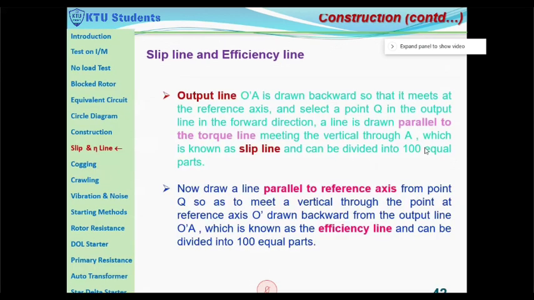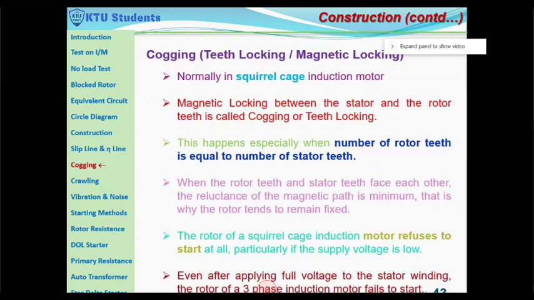So next we will move on to cogging and teeth locking, or the magnetic locking. Cogging and teeth locking is mainly seen with the squirrel cage machine. The stator and the rotor teeth will be locked together. That is known as cogging or teeth locking. This will happen when the number of rotor teeth is equal to the number of stator teeth. Here the reluctance of the magnetic path will be minimum, or we can say the magnetic pull will be maximum, and in this condition the motor refuses to start.